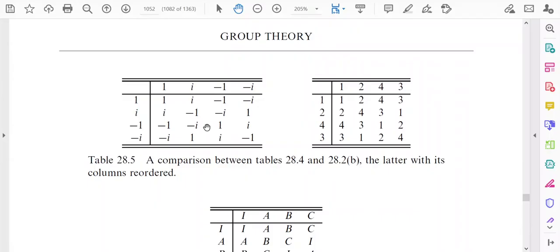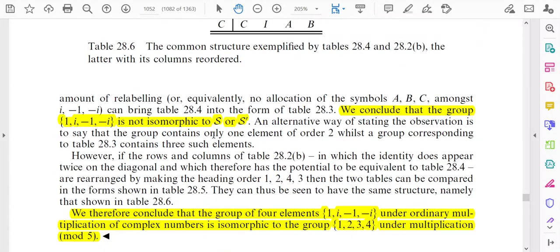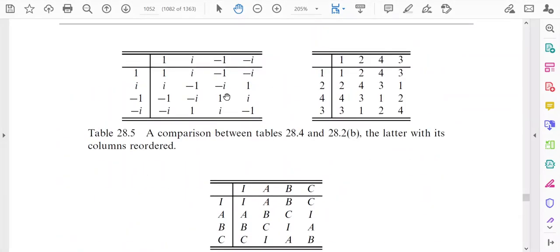So, for this 2 1, we are saying in this way that the group contains only one element of order 2. One element of order 2 means this 1 has been generated by the product of -1 and -1. So, -1 is the element of order 2. That is why we are saying that this group contains one element of order 2.